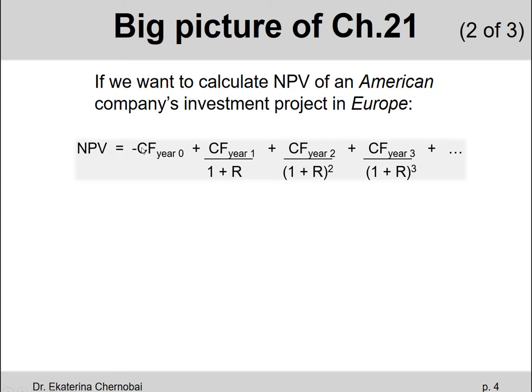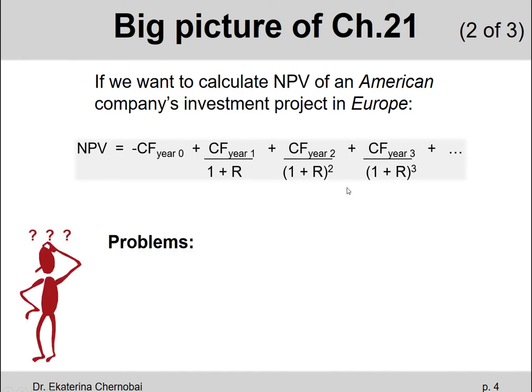The NPV is always calculated the same way. It's equal to the investment in year 0, or a negative cash flow in year 0, and then we add discounted future cash flows. So cash flow in year 1 divided by 1 plus the required return, or the discount rate. Then we add cash flow from the second year, discounted back by 2 years, so 1 plus the discount rate is squared, and so on.